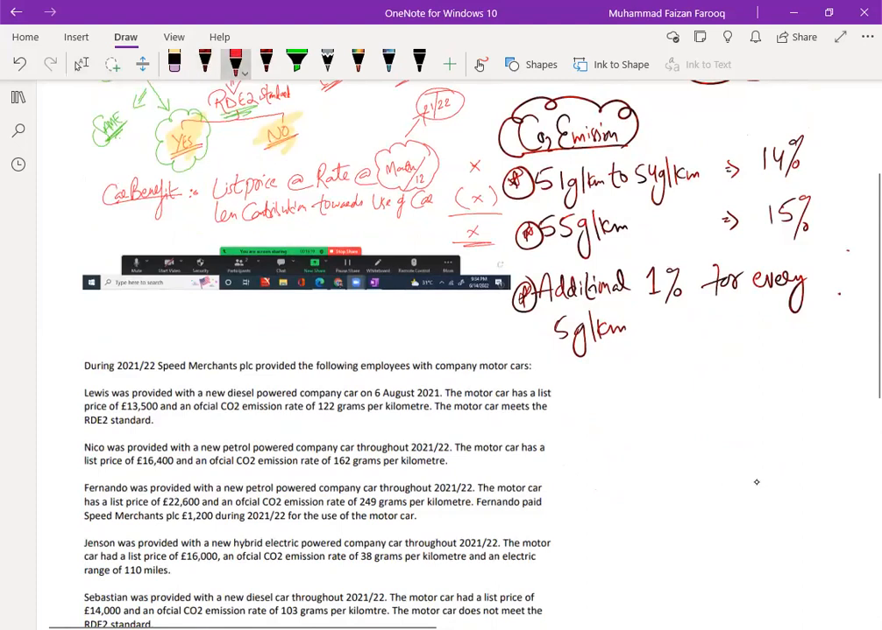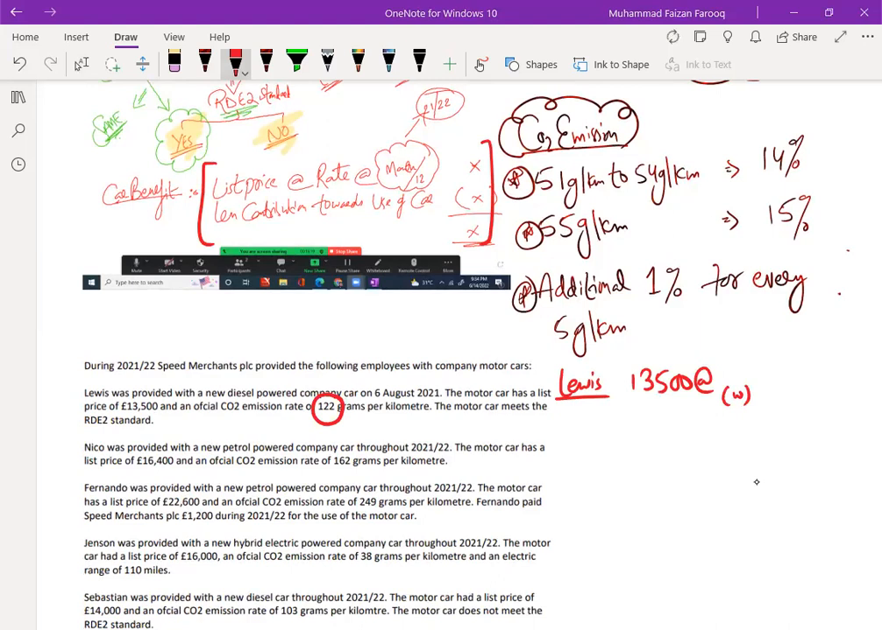So we have the formula written here. This is the formula. I will write list price. How much is the list price? 13,500 pounds. 13,500 pounds into rate. The rate, we will do a small working for it. How much is the CO2, please?